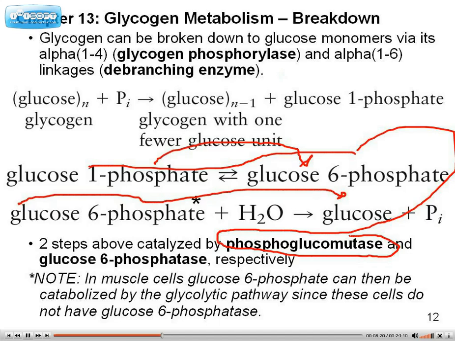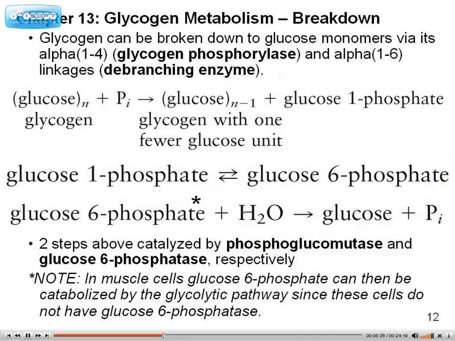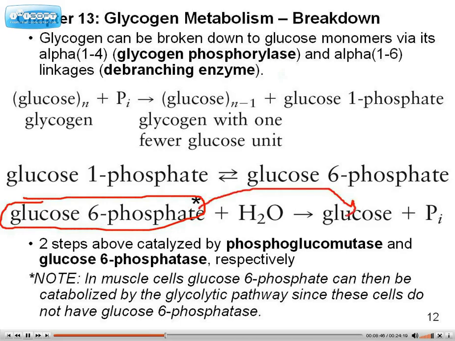When it comes to the liver and muscles, they both have this enzyme. However, when it comes to glucose 6-phosphate, and let's say we wanted to turn it into glucose, only the liver has this particular enzyme. The reason the liver has it is that the liver may change its mind and want to turn this glucose back into glycogen at a later point.